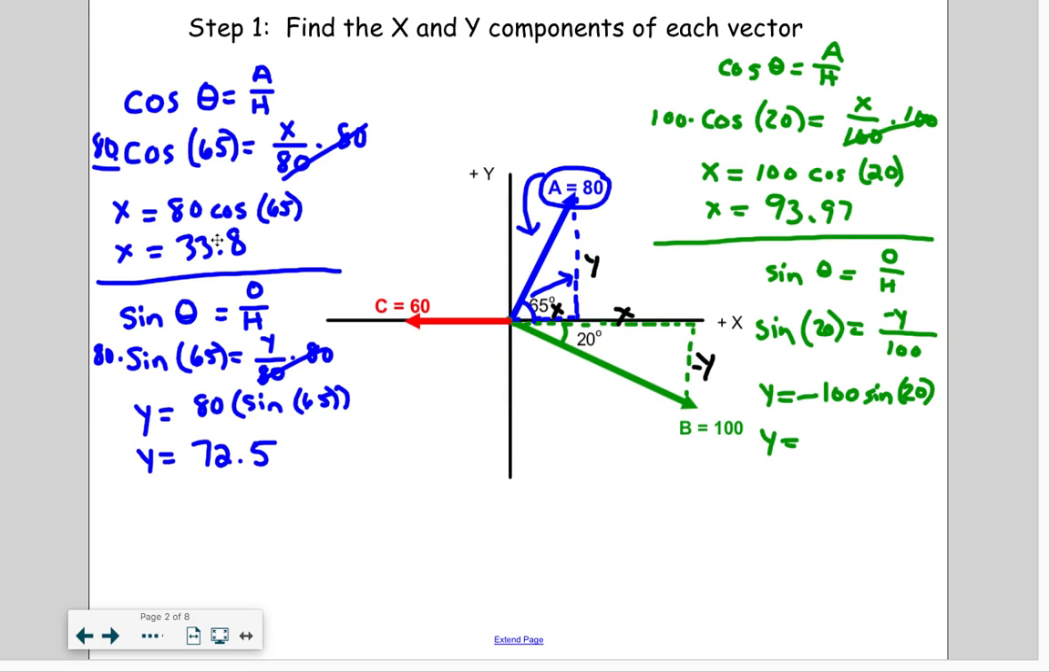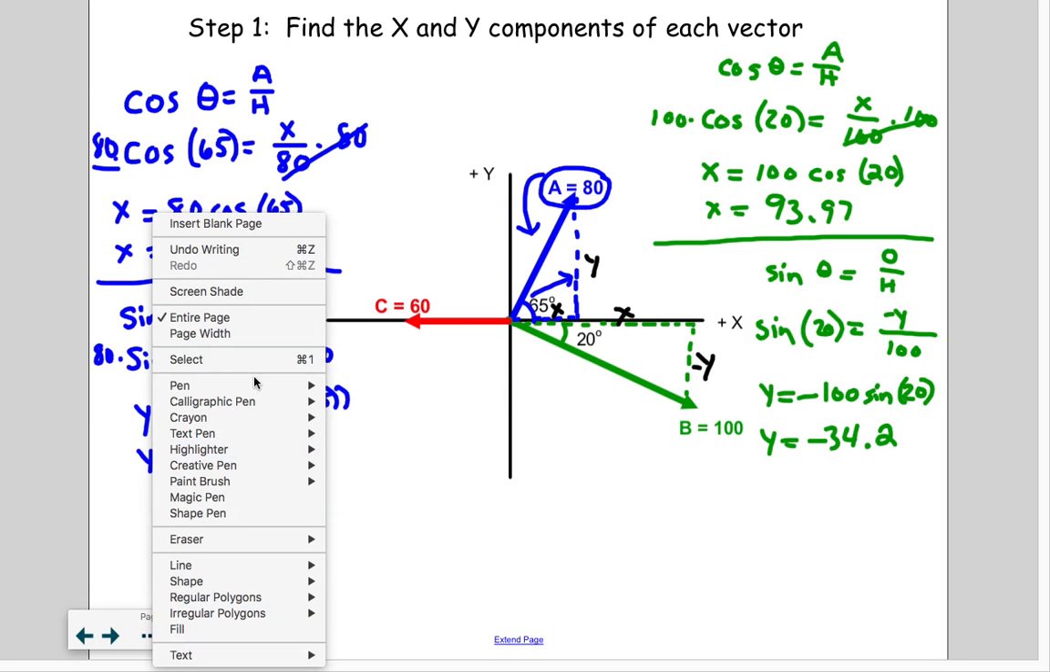So far I have A, B, C, and D. Okay, and so this came out to negative 34.2. And so now I just got one more to do, the red.